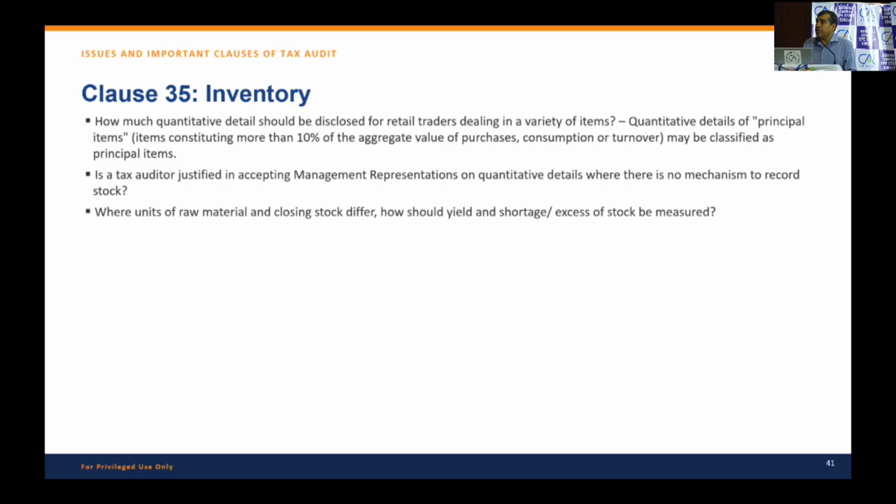So inventory, we did discuss that maintenance of inventory. Now it's not very easy to say that the SSC is not maintaining it, keeping other laws in mind. So one has to be very careful while reporting this paragraph.